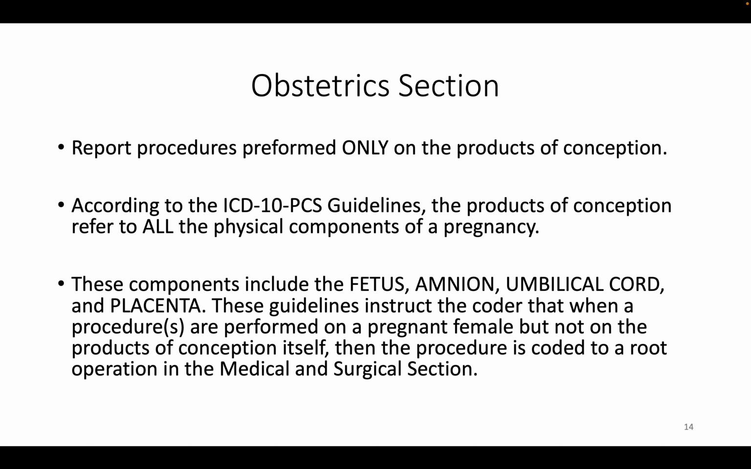According to the ICD-10-PCS guidelines, the products of conception refer to all the physical components of a pregnancy. So these components include the fetus, the amnion, the umbilical cord, the placenta. These guidelines instruct the coder that when a procedure or procedures are performed on a pregnant female, but not on the products of conception itself, then the procedure is coded to a root operation of the medical surgical section. If, however, the surgery is performed on the fetus, the amnion, the umbilical cord, or the placenta, then it goes to the obstetric section.